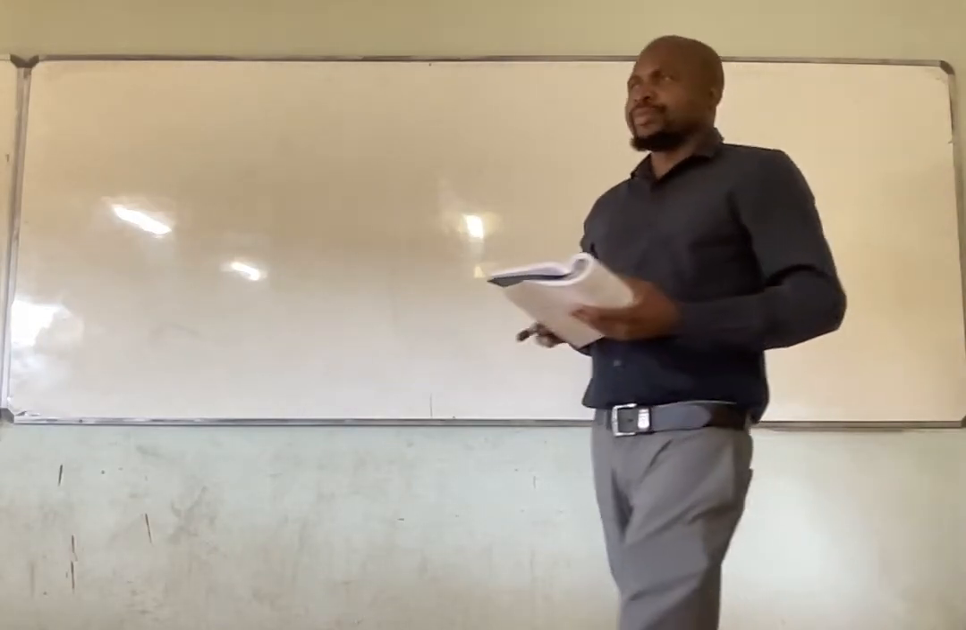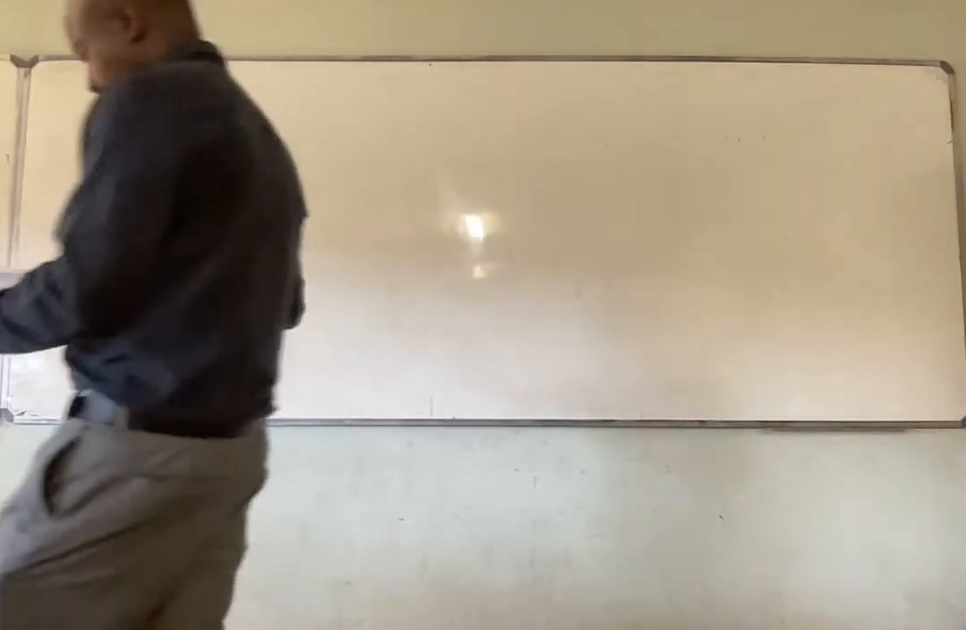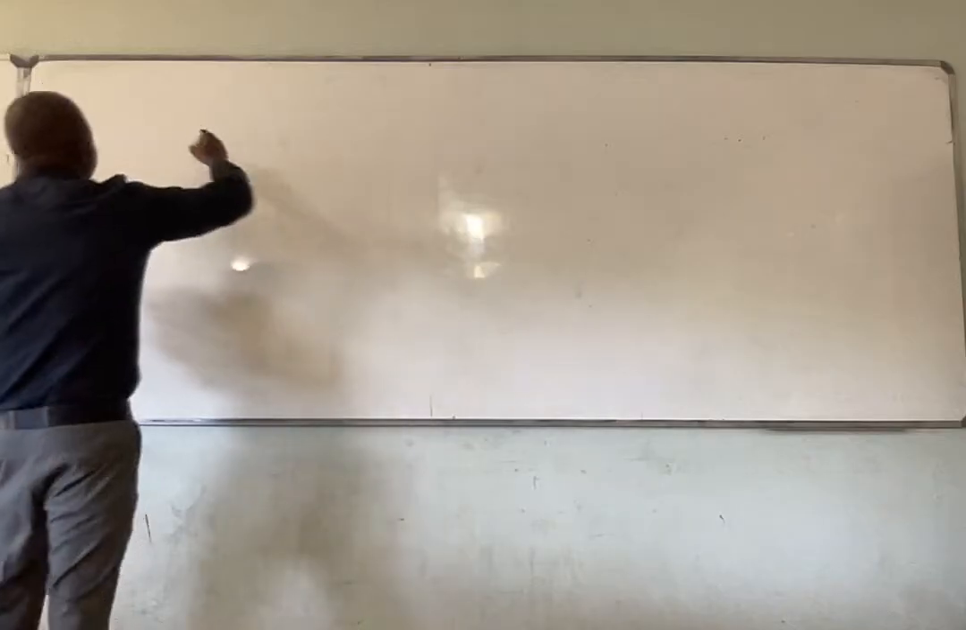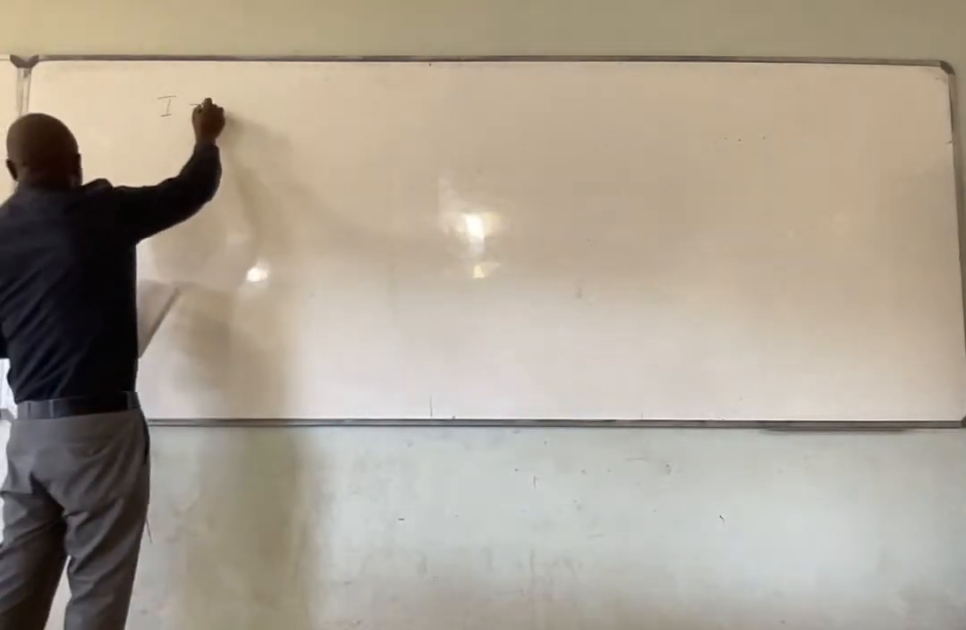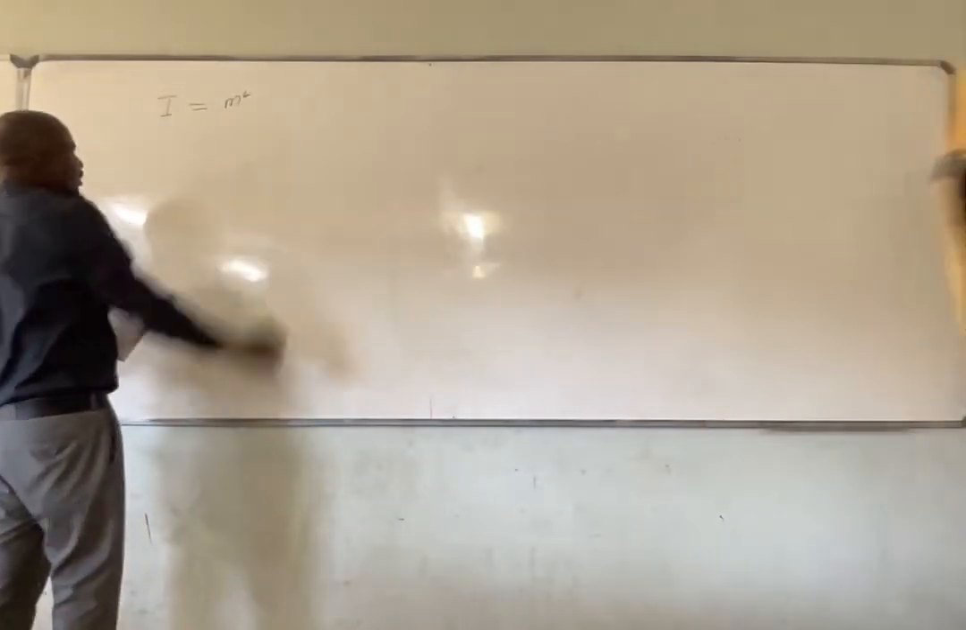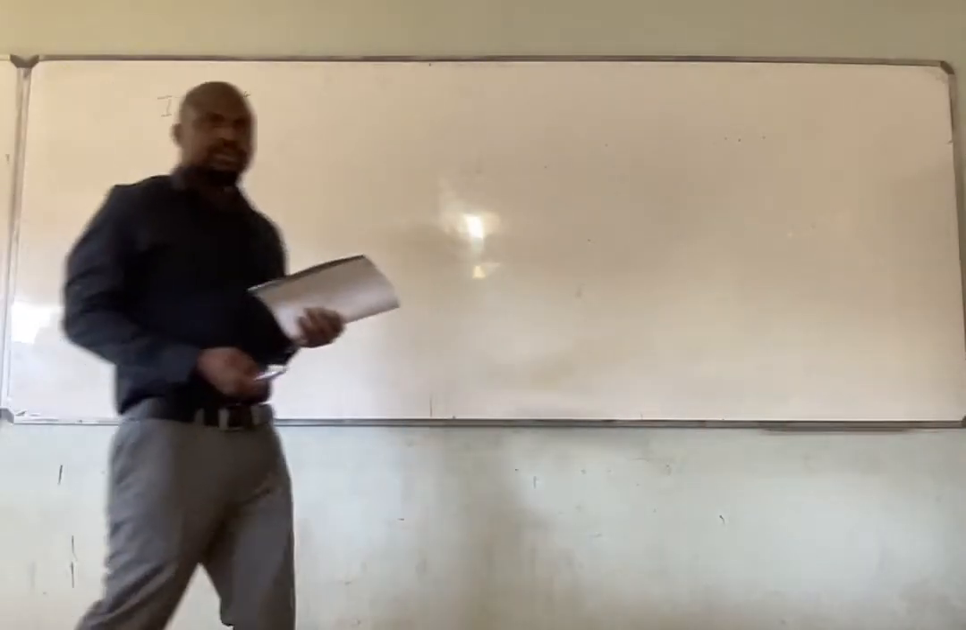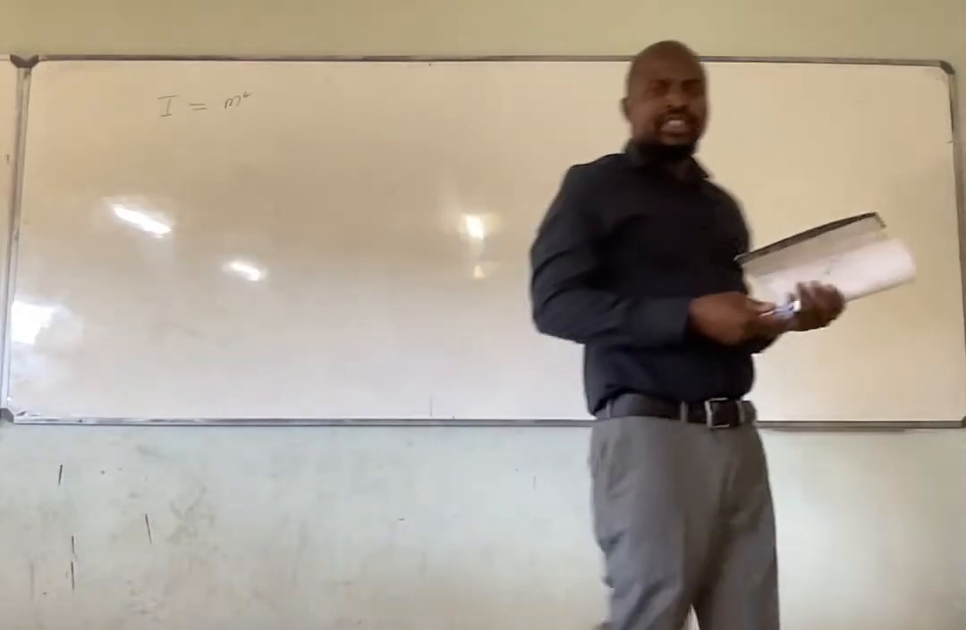Moment of inertia. Today we are going to look at how to calculate the moment of inertia, or second moment of area, given as I. The SI unit is meters to the power 4. Moment of inertia.